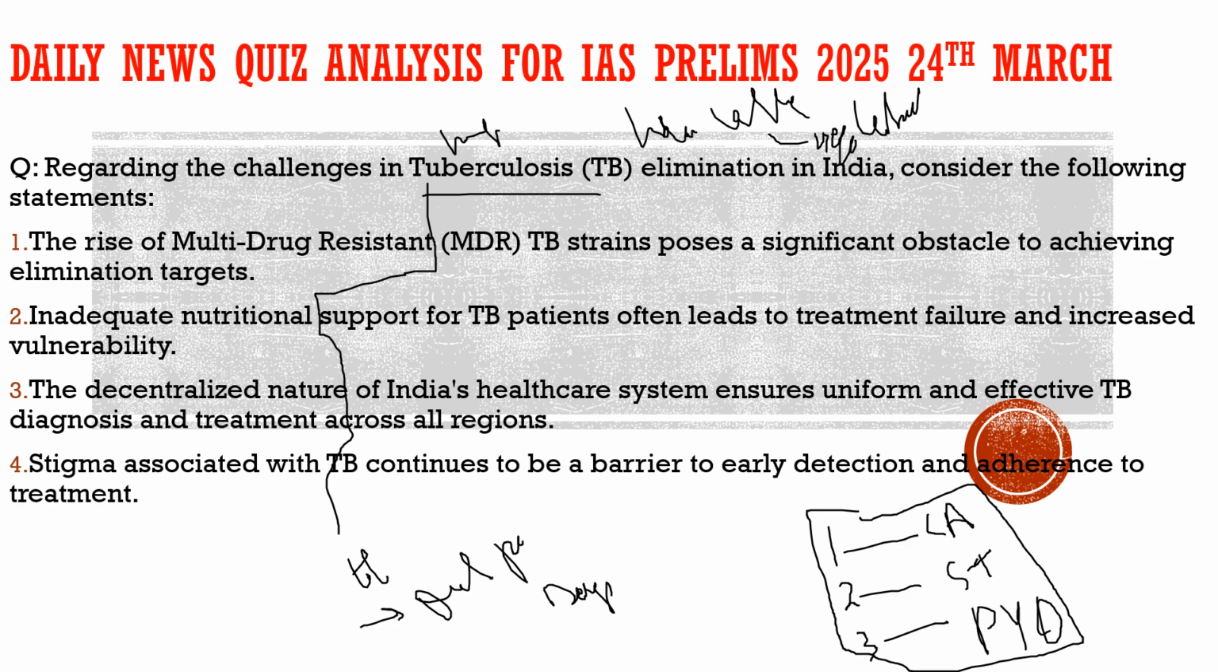We had discussed a huge number of questions related to TB, and to be honest, there was no need to bring it up again. But as today's newspaper was bombarded with articles on tuberculosis, it became a necessity for us to bring the question here. So let's solve the question now. The question says: regarding the challenges in tuberculosis elimination in India, consider the following statements. First statement: the rise of multi-drug resistant TB strains poses a significant obstacle to achieving elimination targets.